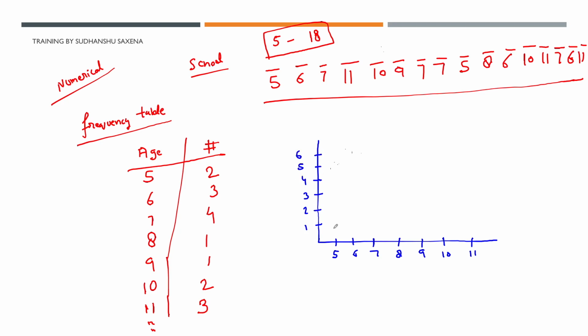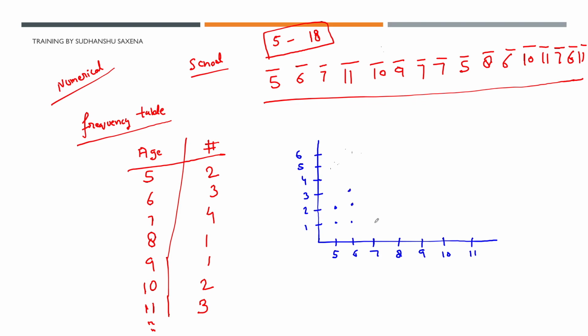So you've got these many kids, right? So what I'm going to do is create the dots. How many dots do we have? For age 5, we have 2. So I'll say 1 dot over here and 1 dot over here. And the second is age 6, we have 3. So we'll say 1 dot over here, 1 dot over here, and 1 dot over here.